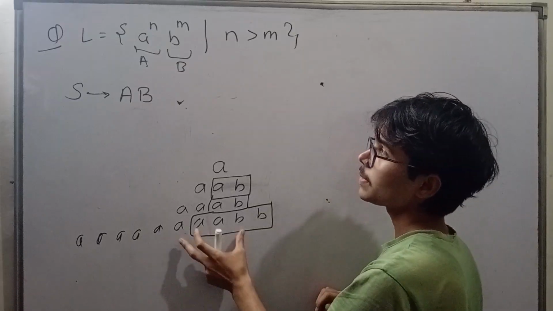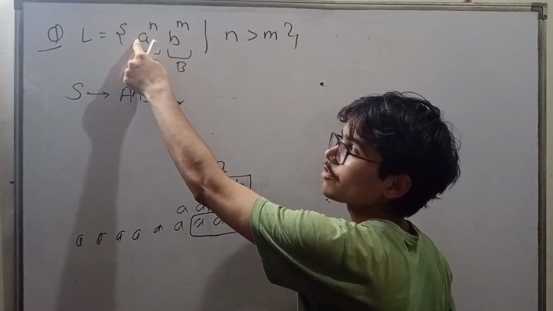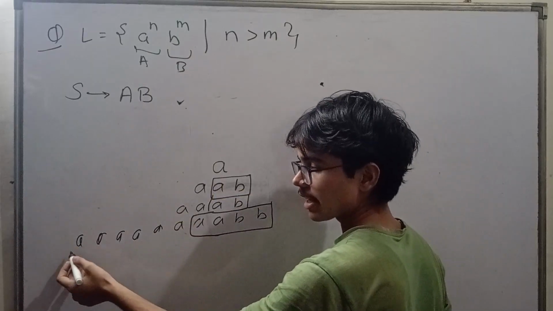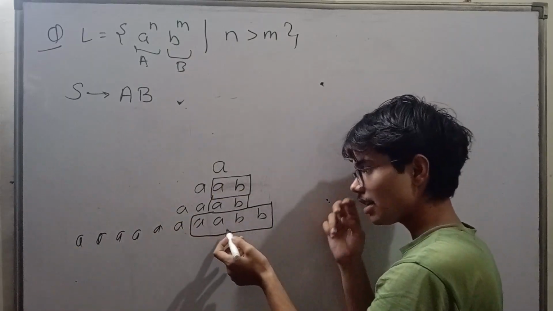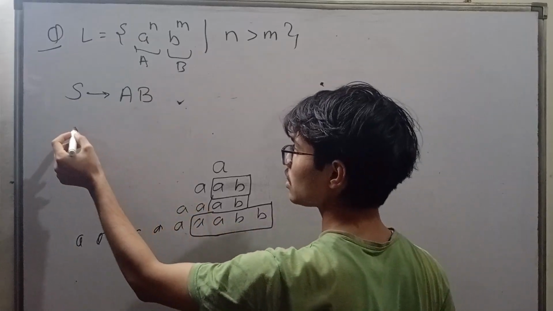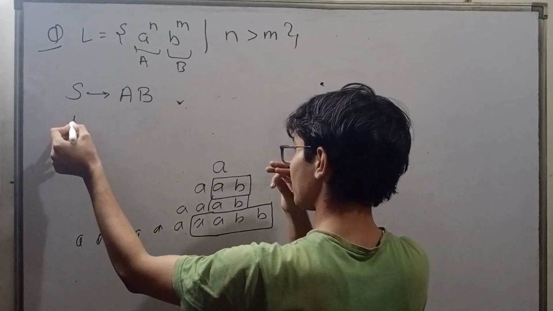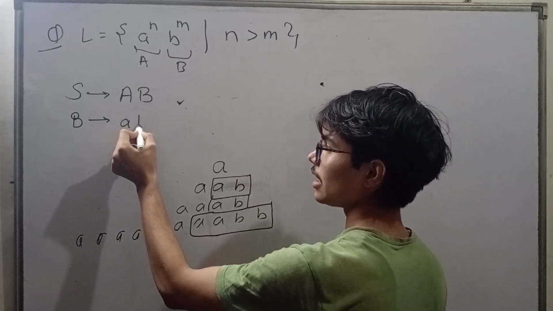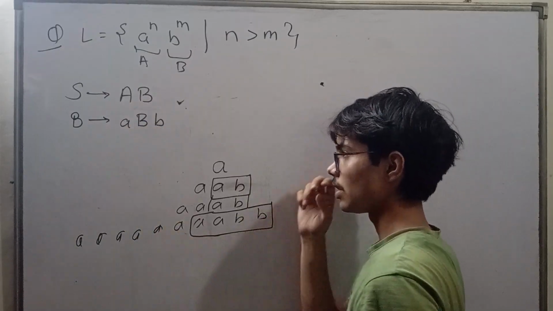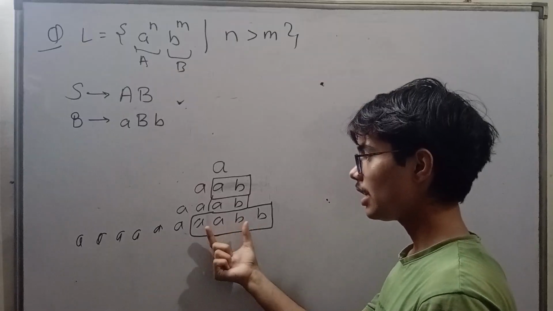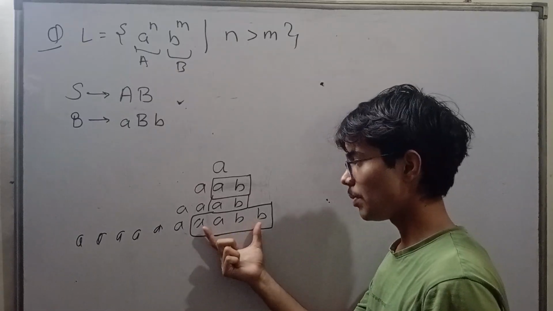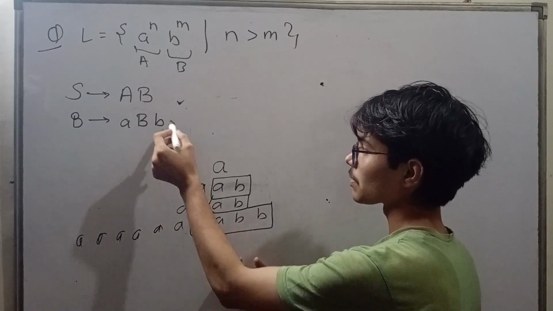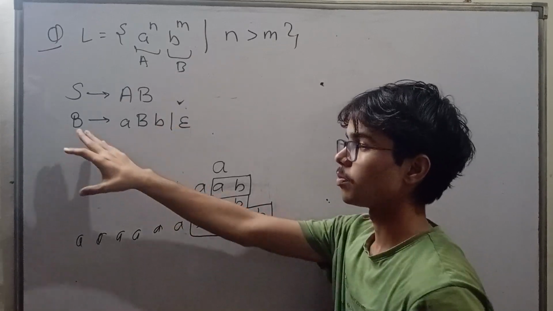So its sequence must be this, because sequence cannot be changed. B cannot come first, A cannot come last. The sequence must be the same: first complete A, then complete B. So what I can do is, from B, if I write A, then I have to write B also. Like if you write A, then B. If you write A, then B. Like AB. This generates, but I have to write epsilon to stop this recursion.